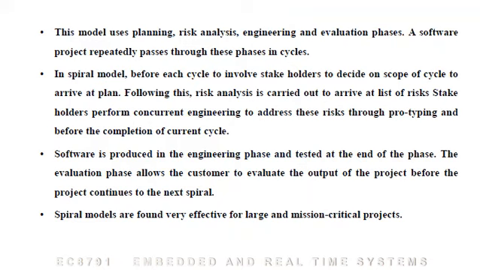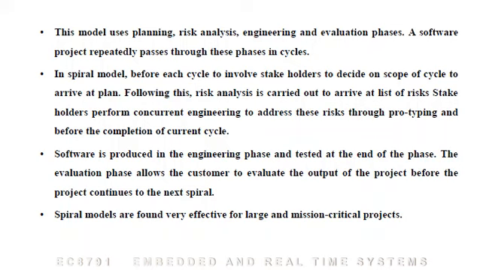This model uses planning, risk analysis, engineering and evaluation phases. A software project repeatedly passes through these phases in cycles. In the spiral model, before each cycle, stakeholders are involved to decide on the scope of the cycle and arrive at a plan. Following this, risk analysis is carried out to arrive at a list of risks. Stakeholders perform concurrent engineering to address these risks through prototyping before the completion of the current cycle.